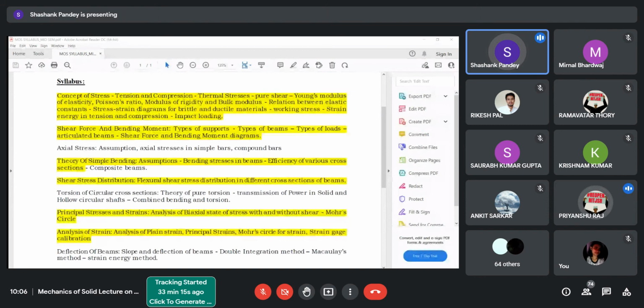So this is the syllabus. This I will share. If you have any query, you may please ask. So class is over. If you do not have any query, you may please leave.